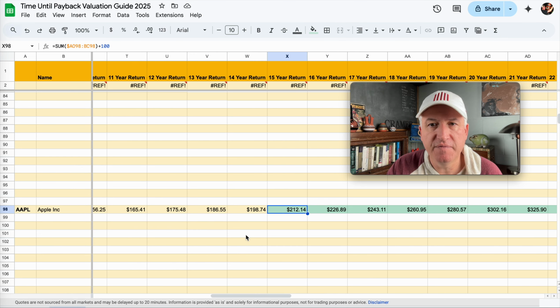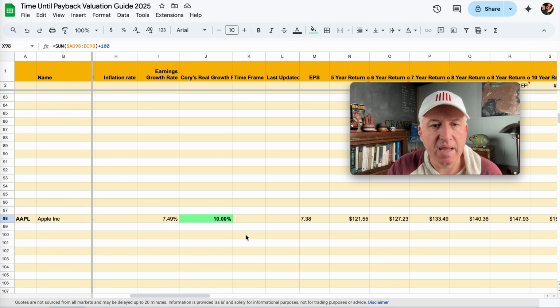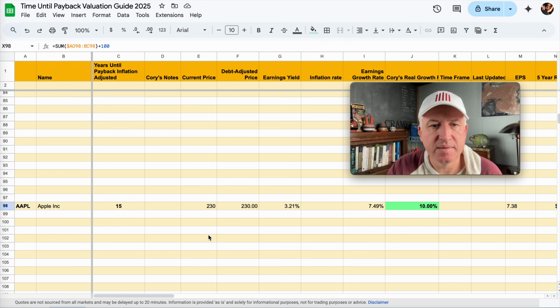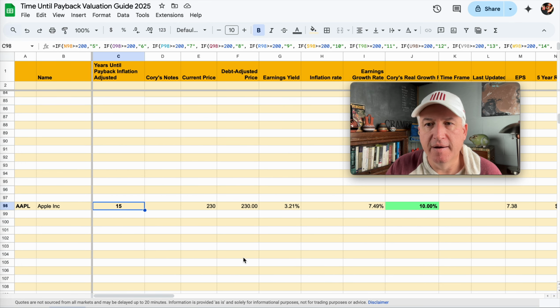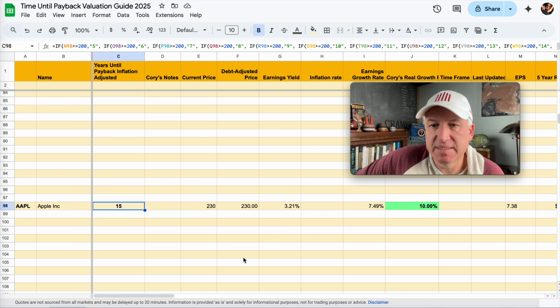So it would take you 15 years if you buy Apple today, that's right here, to earn your money back from the earnings of the business if earnings grow 10% a year, which I think is pretty generous. I mean, now we could have inflation, and Apple can definitely pass inflation on. So one of the benefits of owning it compared to like a bond or maybe compared to something else is, they're a high quality business that can pass the cost of inflation on.